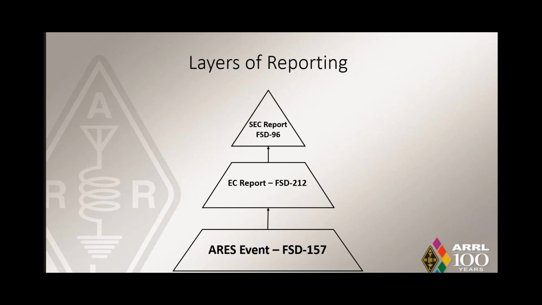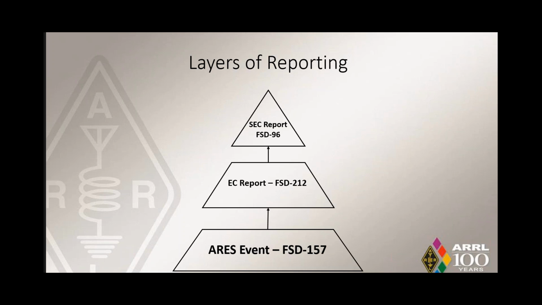So let's take a look at the tiers of reporting. At the local level, at the most basic level, an event happens and ARES is involved in some way. This is where the FSD 157, that Public Service Activity Report, comes in. To use a term from law enforcement, it's the incident report. It describes what happened and who was involved.